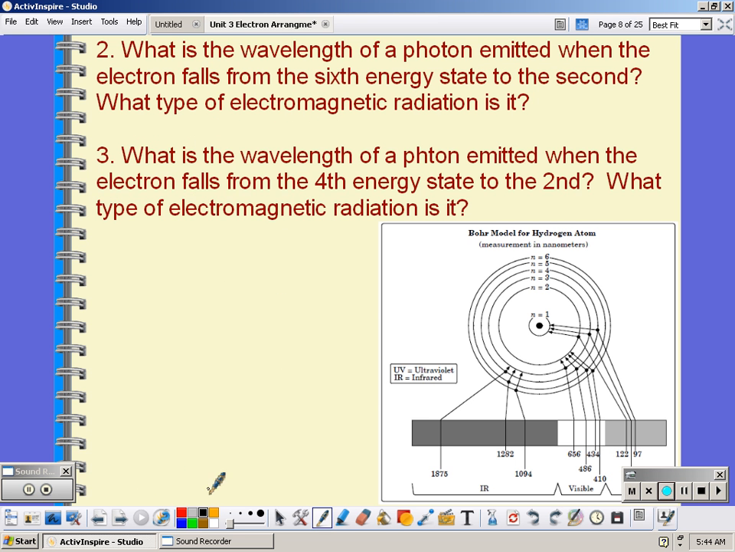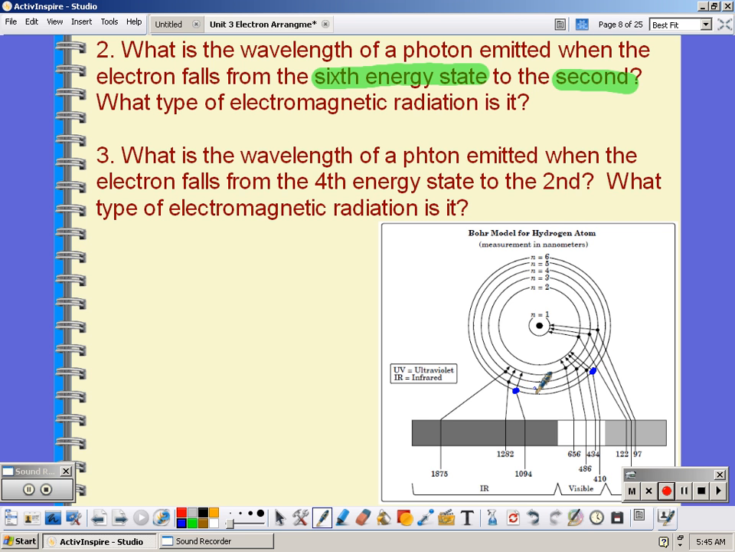If we do another problem here, what is the wavelength of a photon emitted when the electron falls from the sixth energy state to the second? So now I want my dot to be on the sixth ring, which is the outer ring here. And I come around and there's one dot right there and a second dot here.